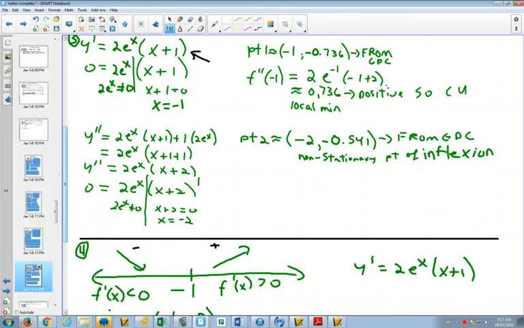You know that e to the x, because we drew a little graph of e to the x, is always positive. So really, the only thing that's going to affect whether our derivative is positive or negative is this part of our factor right here, the x plus 1.